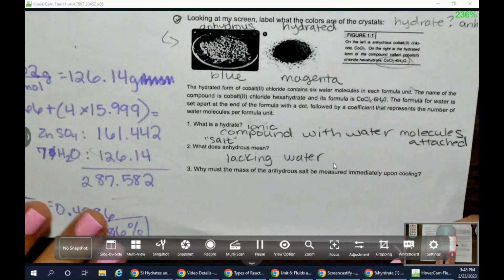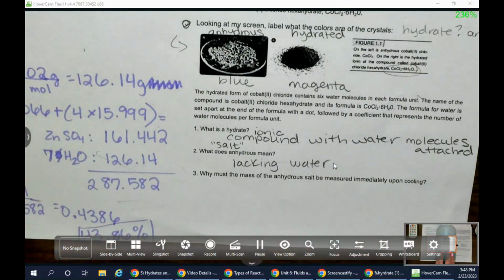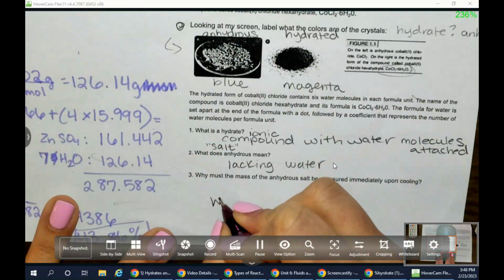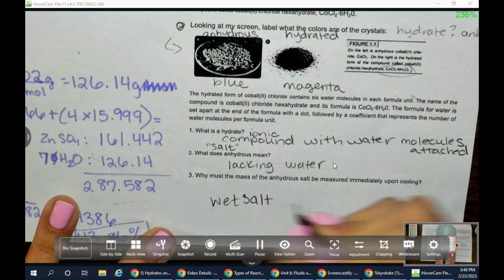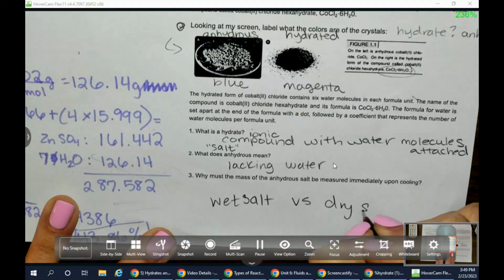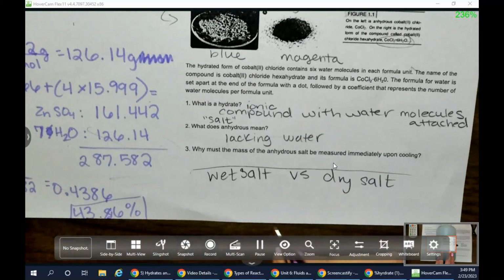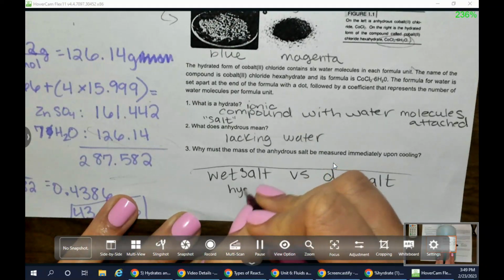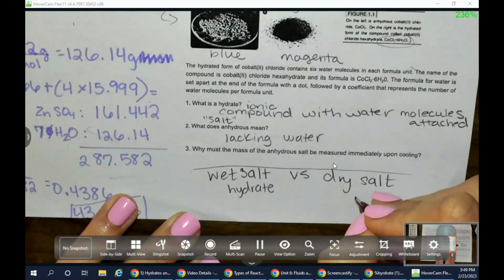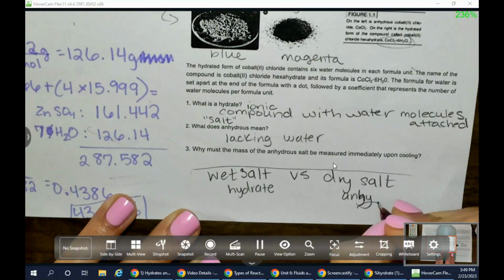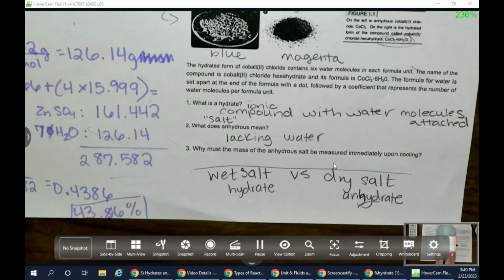So I'm going to give us a very informal way to think about this. We're going to call the hydrate a wet salt versus dry salt. This is not the answer to number 3, by the way. When we get to the calculations, we're going to be labeling our hydrates as wet, and we're going to label our anhydrates as dry. So anhydrate: wet salt versus dry salt.